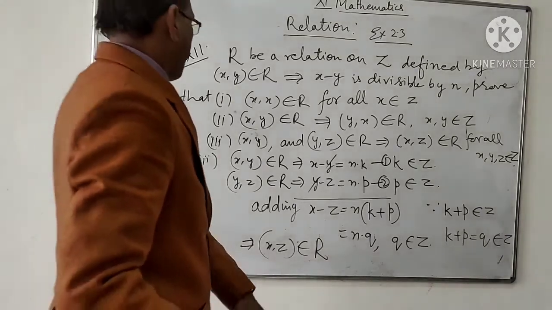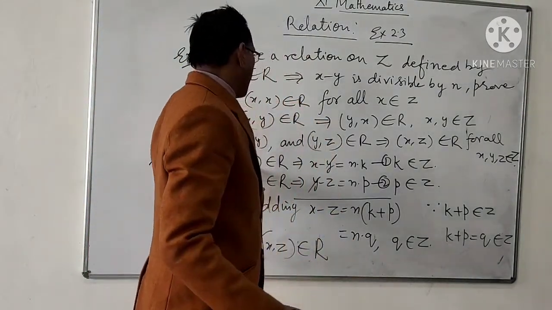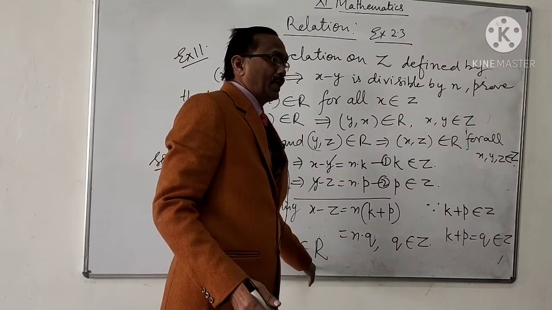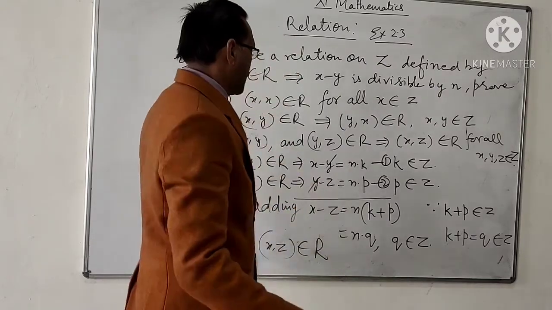Student, hence if (x, y) belongs to R and (y, z) belongs to R, this implies that (x, z) also belongs to R, and this is proved.